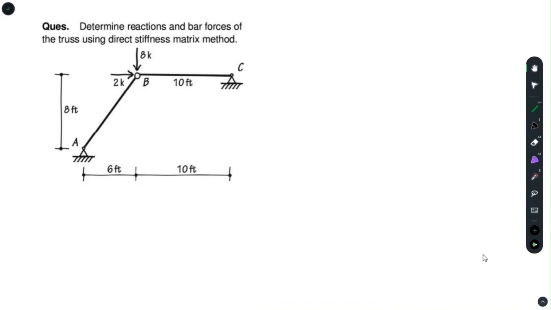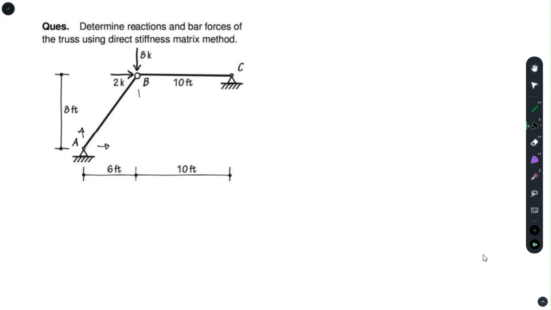This is our first problem on the direct stiffness matrix method for truss, and this is the only math we will do. For this math, the first step is to find out the degrees of freedom. For a truss member, each joint has 2 degrees of freedom. It can move laterally, it can move vertically.